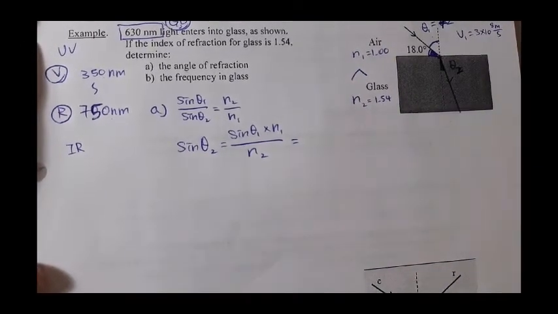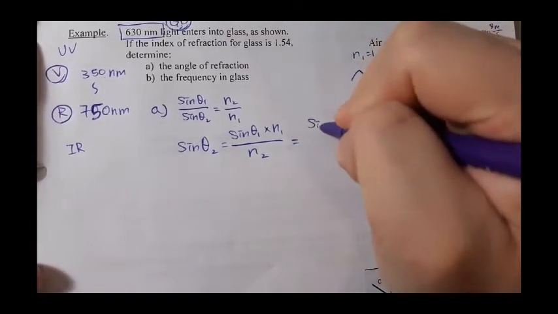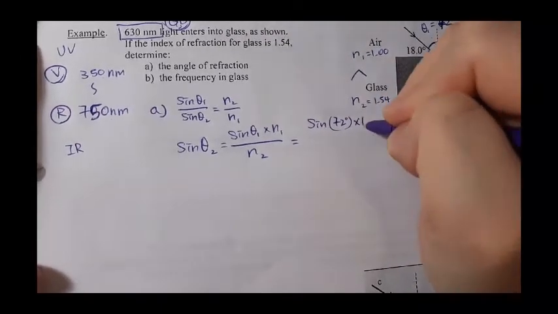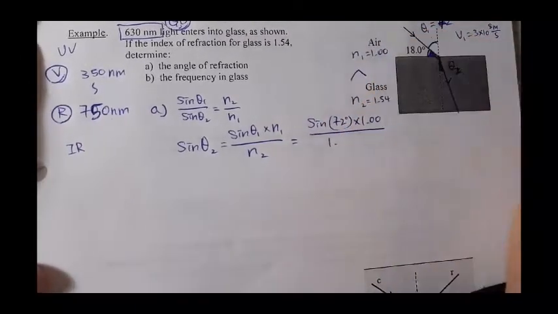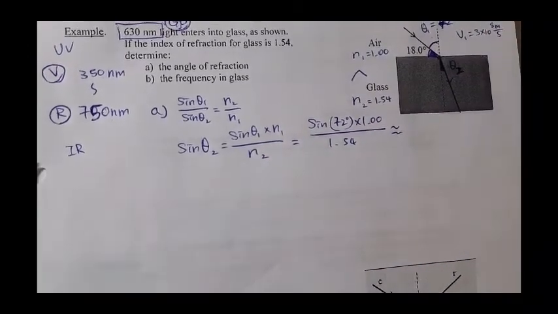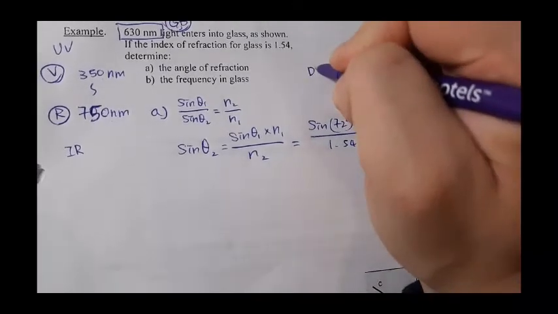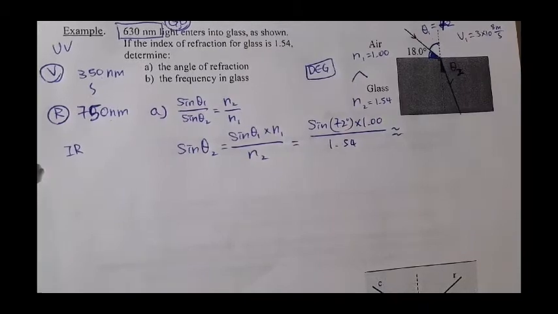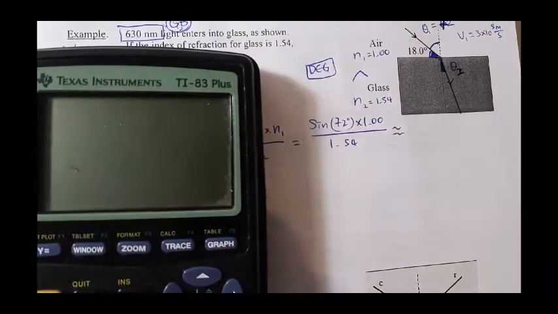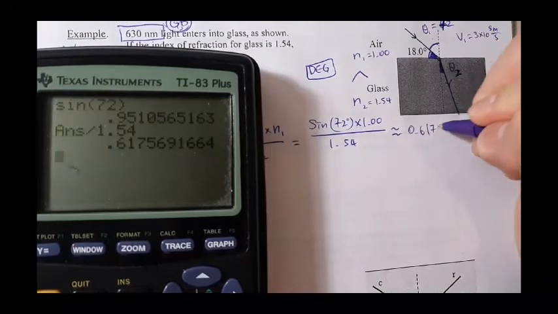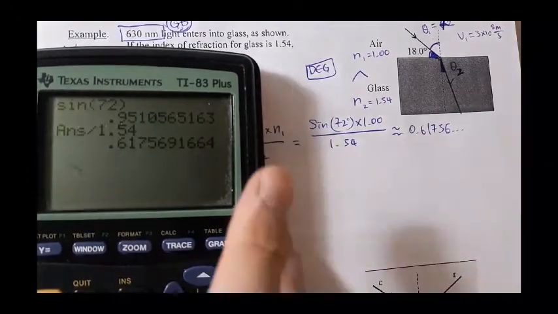Now, let's punch some of the numbers in. Sine 72 degrees times n1, which is 1.00, divided by 1.54 will give me a nasty number. Don't forget to change into degree mode, by the way. Holy moly, don't put it as radians. So we get that nasty number.